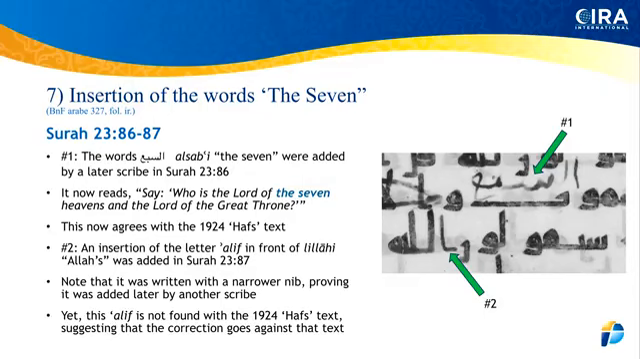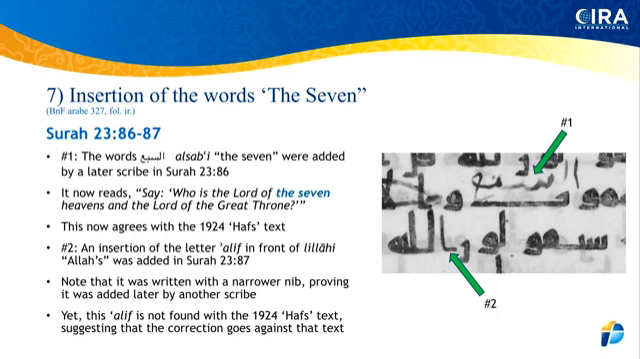Okay, now we're coming to another problem. On the same page that we're looking at here, I want you now to look back at this slide again, and I want you to look at number 2. Now, remember what I've been saying. Every one of these corrections, the first 6 that we've looked at, are standardizing to the Hafs text, standardizing to the 1924 text that was standardized in Cairo, then in 1936 in Egypt, and then in 1985 all around the world. That Hafs text became the standard.